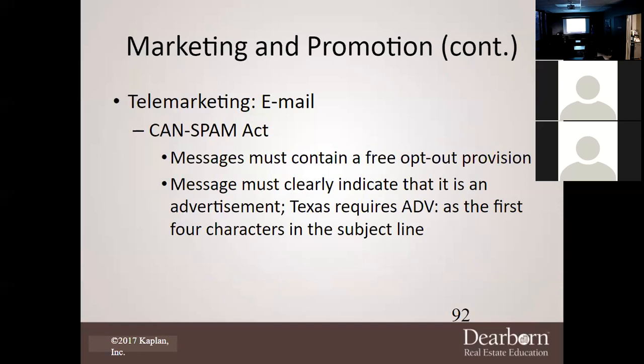Again, the messages must contain a free opt-out provision, as we said. The message must clearly indicate that it is an advertisement. And Texas, again, requires ADV as the first four characters of the subject line. If you do not include those four characters, you can get into trouble. It is highly recommended, if you want to keep in compliance, to use a software program like MailChimp or Constant Contact or any of those different types of software platforms, because they keep you up to date. Does everybody understand that?